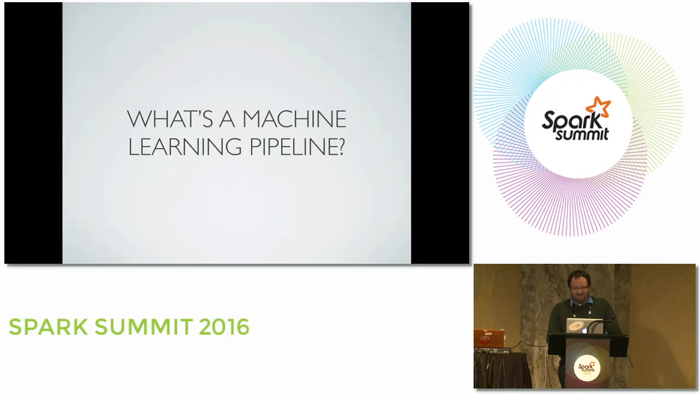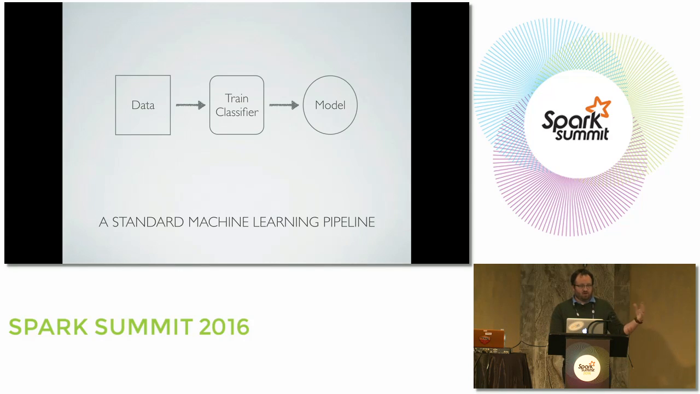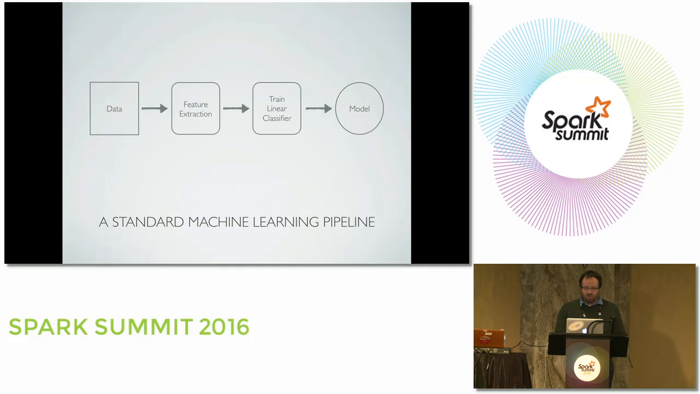Anyway, all right. So what is a machine learning pipeline? If we look at the textbook, it looks something like this. We start with our data, this raw data that comes from maybe images or something like that. I throw it through my classifier and now plops out a model, and then I'm done, right? Well, not really. It's a little more complicated than that.